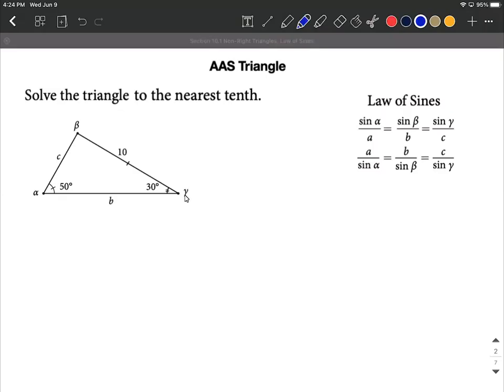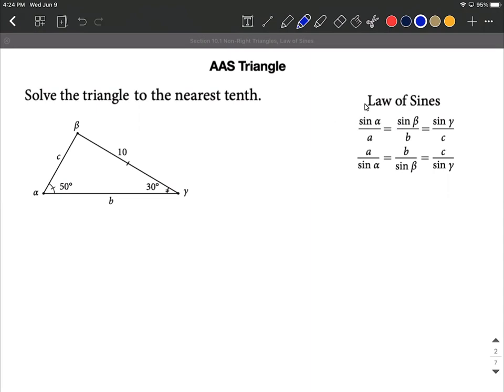Let's work on solving this triangle. With this triangle, we're given an angle-angle-side case. We can see we have an angle, another angle, and then a side given to us. We don't know it's a right triangle, that we have a 90-degree angle, so we're kind of limited on how we approach this.